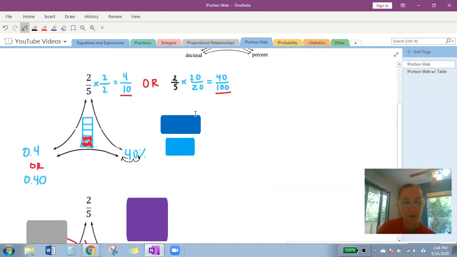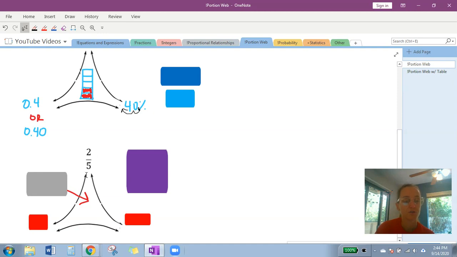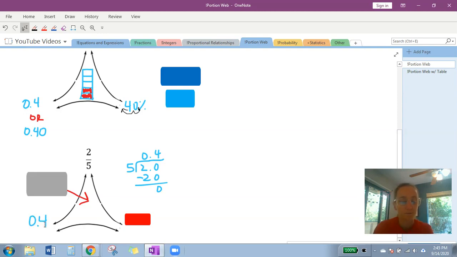I'm going to do the same problem, but I'm going to do it a different method in case you don't want to use your giant 1, or in case it's a number where it's not easy to use a giant 1. So if I wasn't sure what 2/5 was as a decimal using that top method, I could do long division. So I would put the numerator inside the house and the denominator outside the house. So I know that 0.4 is my decimal.